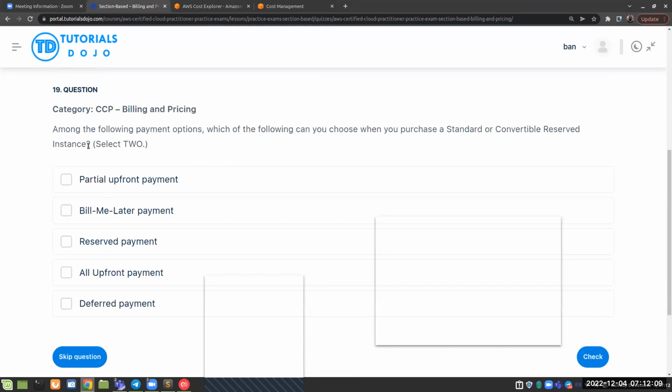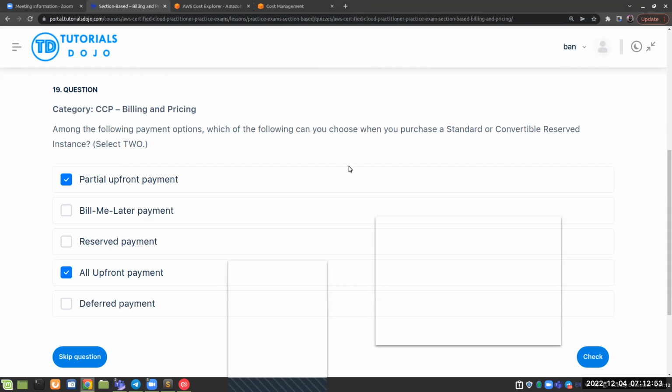So let's move ahead. Among the following payment options, which of the following can you choose when you purchase a standard or a convertible reserved instance? That's for you, Maureen. You have to select two. All upfront and partial upfront. Okay.